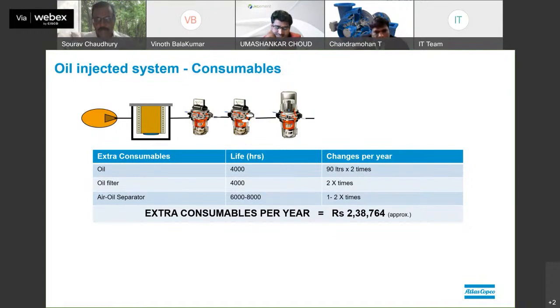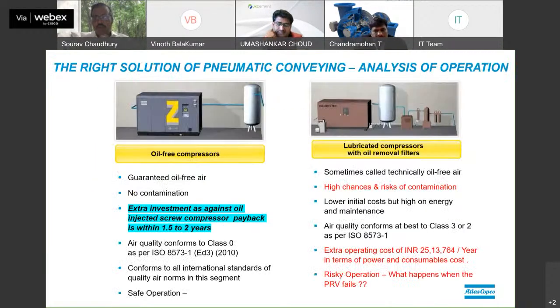So if you add that up, the total operational cost of oil-free with a dedicated low pressure, let's say at 1.5 to 2 bar, as compared to oil-injected, would be close to this much extra per year. So the extra investment that you're going to pay for oil-free will be paid back in even 1 to 1.5 years, something like that. So it makes sense. This is one of those applications where you can focus on this.